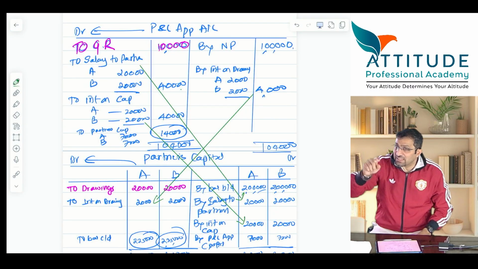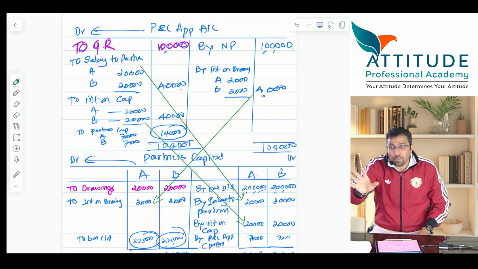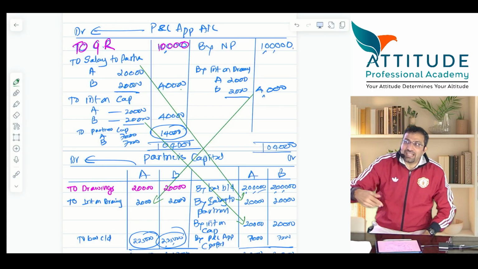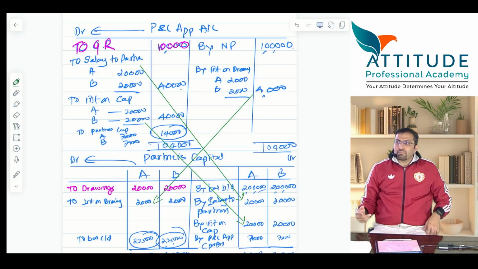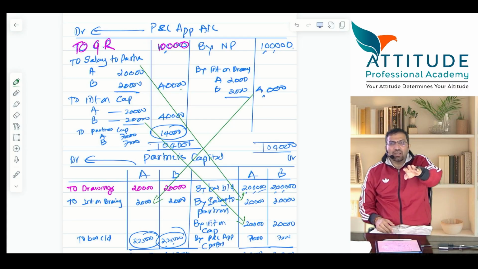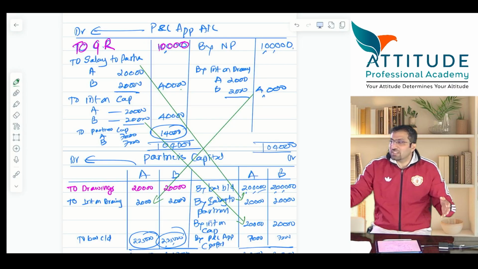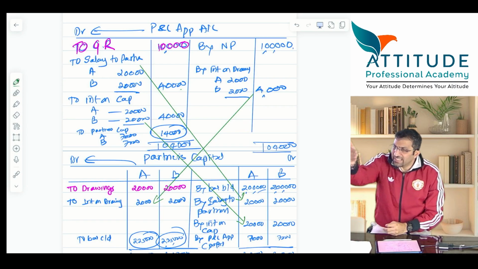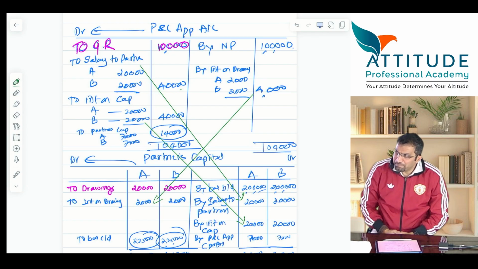See here, you are passing the journal entry from the partnership firm's angle, not from the partner's angle. Now tell me, loan taken by the partnership firm, entry. Cash account debit or bank account debit to partner's loan. Partner's loan is a liability. Asset increases, loan also increases. Correct? Interest given to the partner. Entry.